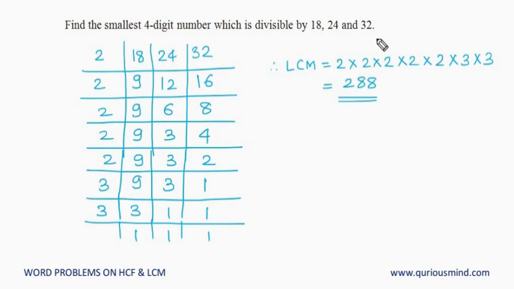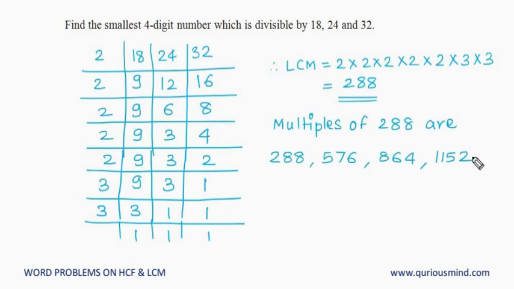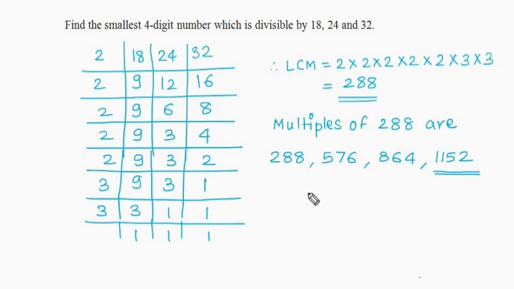Because we want to find the 4-digit number, we need to find the multiples of these. So let's find the multiples of 288. And we see that this is our smallest 4-digit multiple of 288. And therefore, the number which we are looking at is 1152.